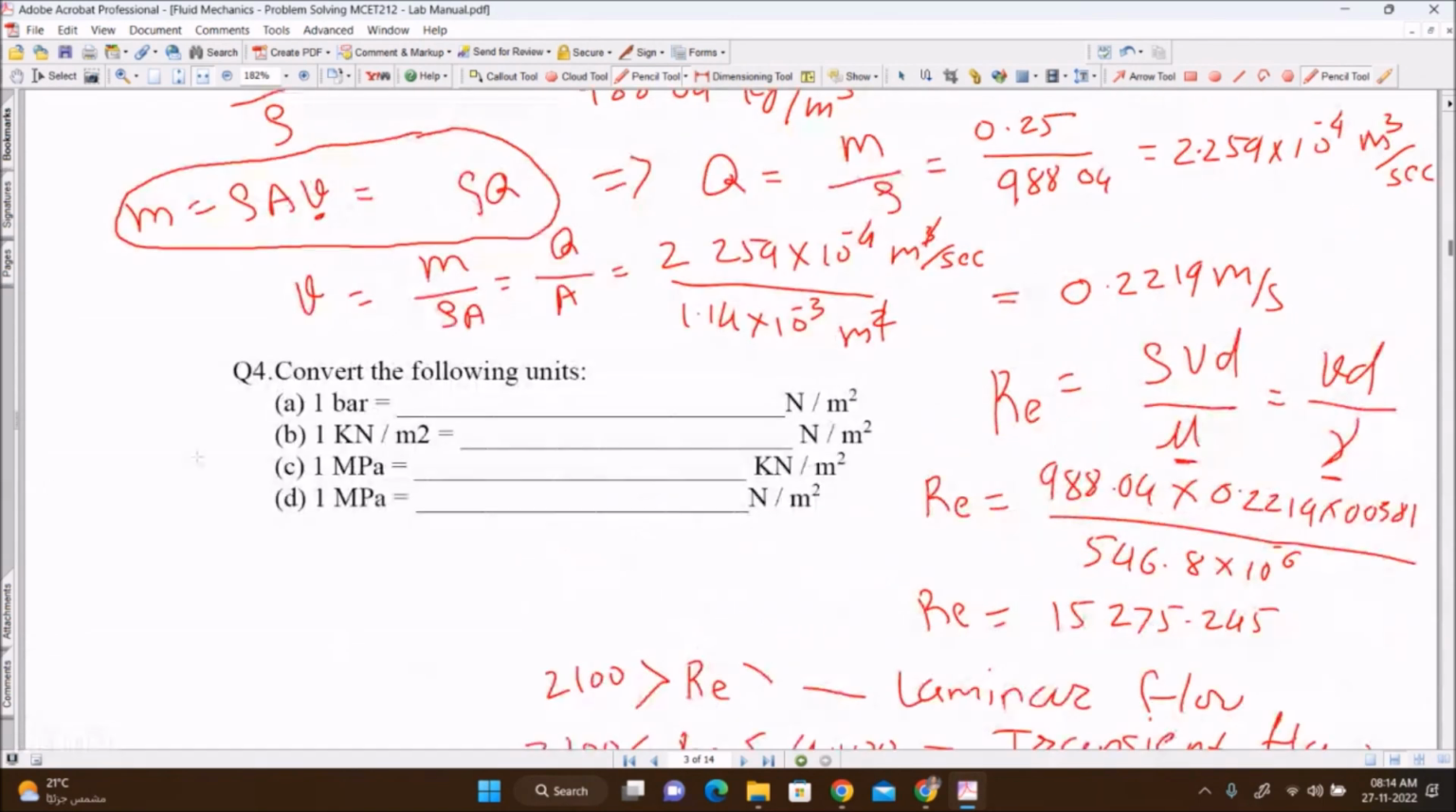Now convert the following units. This is very simple. 1 bar, as I told you, is equal to 10 to the power 5 Newton per meter square. 1 kilonewton per meter square: simply replace kilo, which means 10 to the power 3. Mega means 10 to the power 6. So 1 megapascal is 10 to the power 6 Newton per meter square. This is a very basic unit.